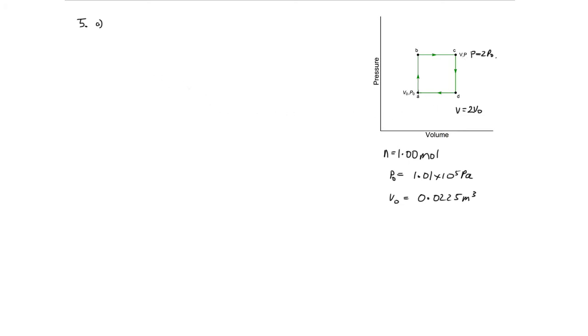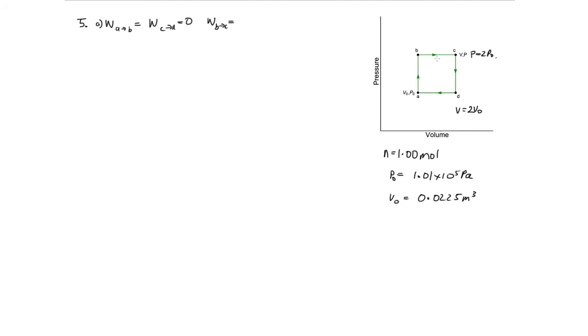Okay, and in part A, we're asked to calculate the work done during the cycle. Okay, so that's the work done going from A to B, B to C, C to D, and D to A. Okay, so we know that the work done from A to B is the same as the work done from C to D, and that equals 0 because the volume's not changing. So all we need to do is calculate the work done from B to C. So that's the work done along here.